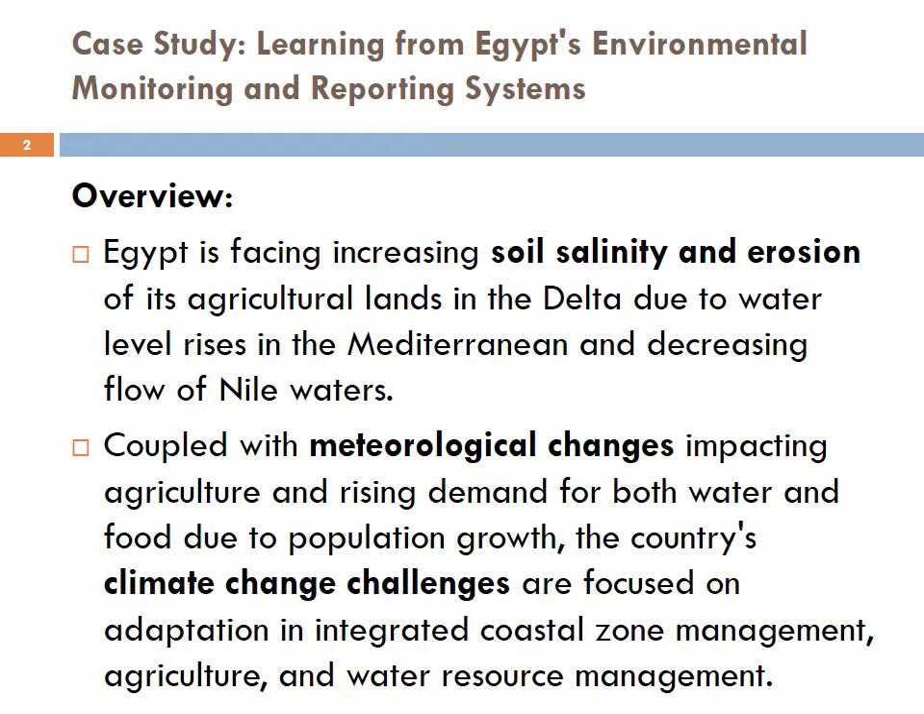Basically, Egypt is facing increasing soil salinity and erosion of its agricultural lands in the delta due to water level rises in the Mediterranean and decreasing flow of Nile waters. Coupled with meteorological changes impacting agriculture and rising demand for both water and food due to population growth, the country's climate change challenges are focused on adaptation and integrated coastal zone management, agriculture, and water resources.